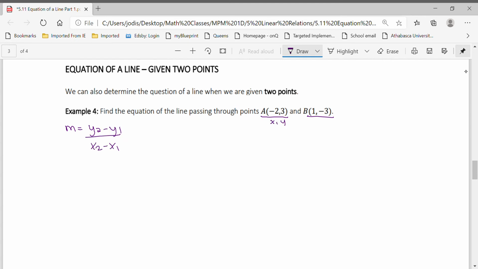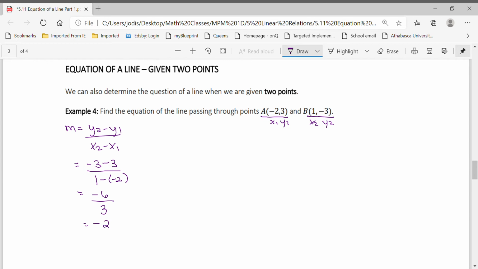So this is going to be my x1, y1, and this is going to be my x2, y2. So y2 is negative 3, y1 is 3. x2 is 1, and x1 is negative 2. So negative 3 minus 3 is negative 6, and 1 minus negative 2 is 3. So my slope is negative 2.